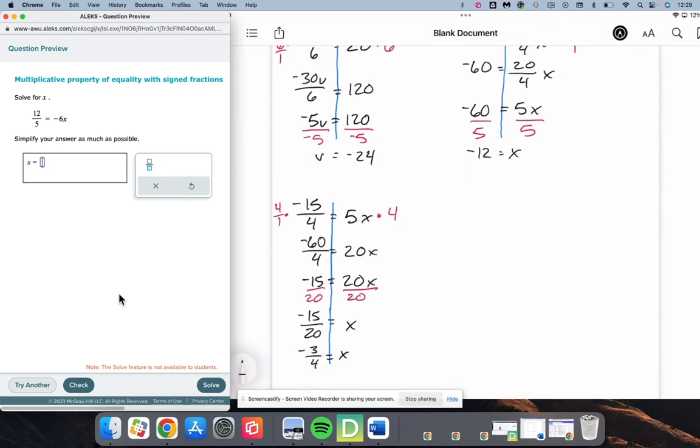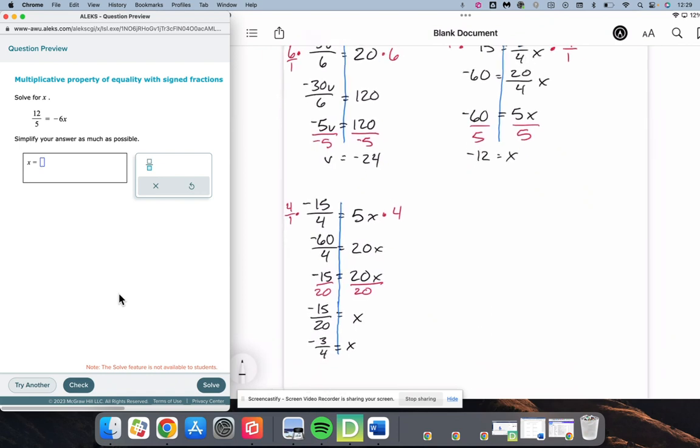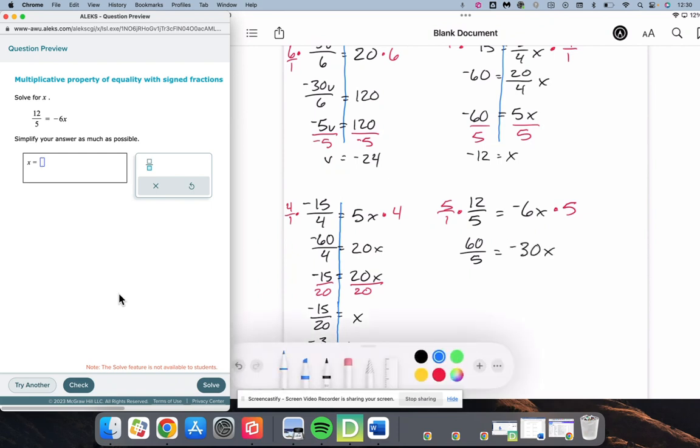All right, and so we do have another one here. 12 over 5 is equal to negative 6x. I see that my denominator is a 5, so I'm going to multiply both sides by 5 to make the fraction go away. We have 5 times 12 is 60 over 5. Negative 6 times 5 is negative 30x. We need to see that the fraction on the left is going to divide out evenly. 60 divided by 5 is 12.